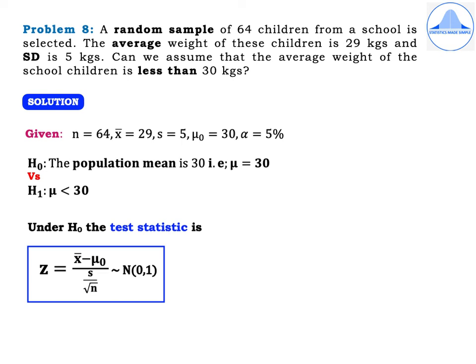H naught is the population mean is 30, that is mu equal to 30 versus H1 mu is less than 30, because in the problem also in the last sentence I have highlighted, you have to check whether the average weight of the school children is less than 30 kgs. So this particular test is a left tail test. Then under H naught, the test statistic is Z equal to x bar minus mu naught divided by S by root n, which follows normal 0, 1.